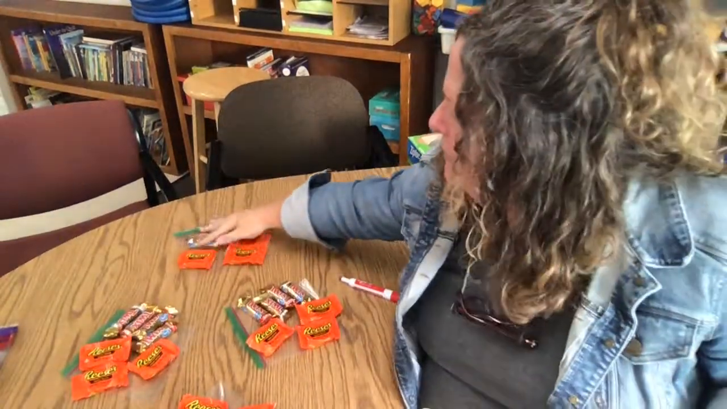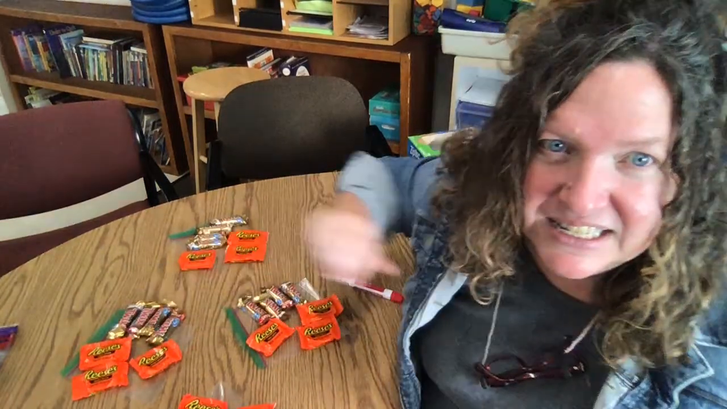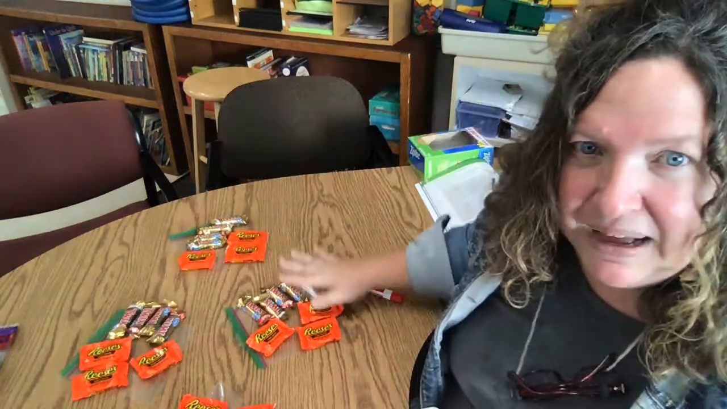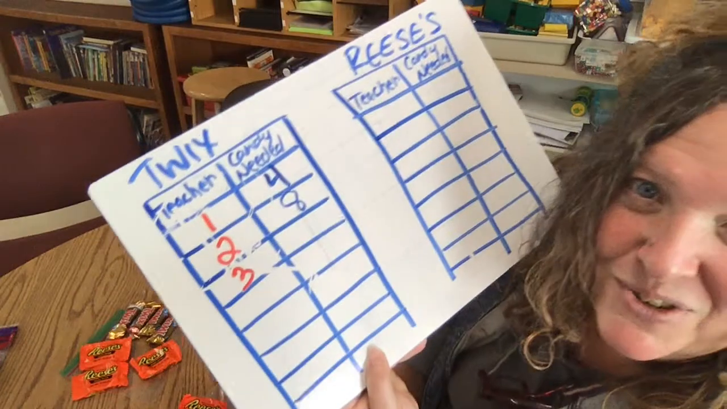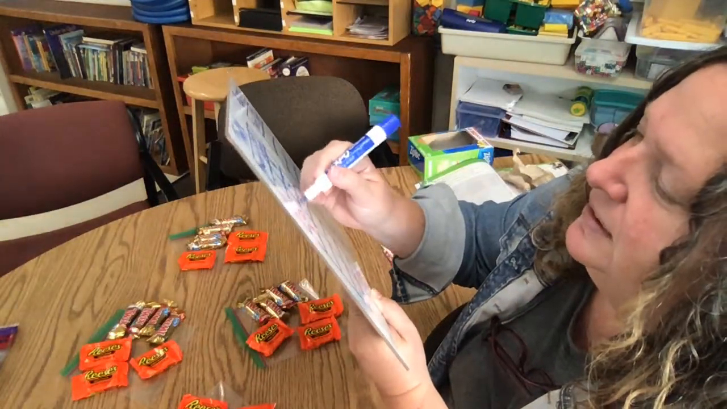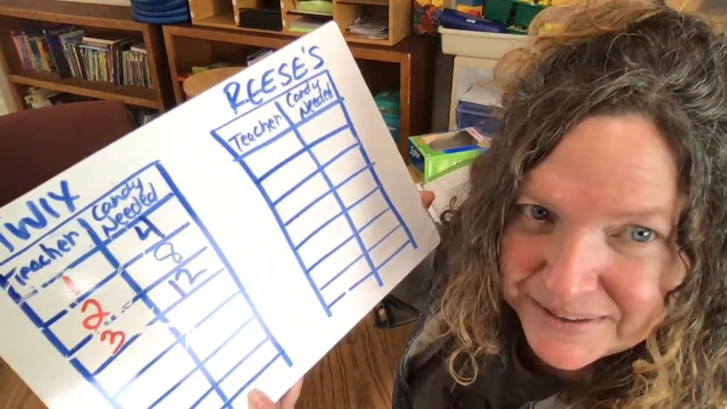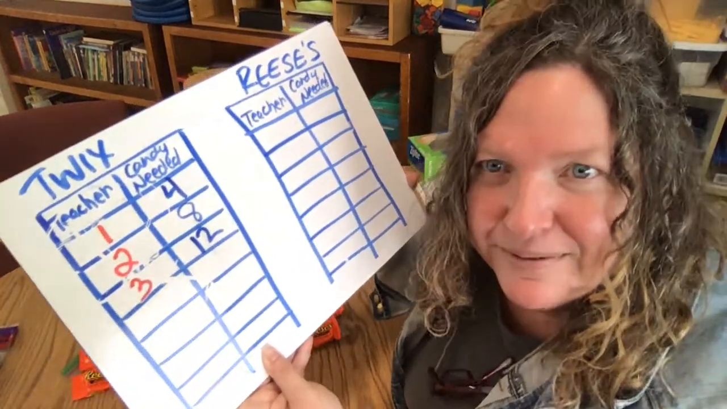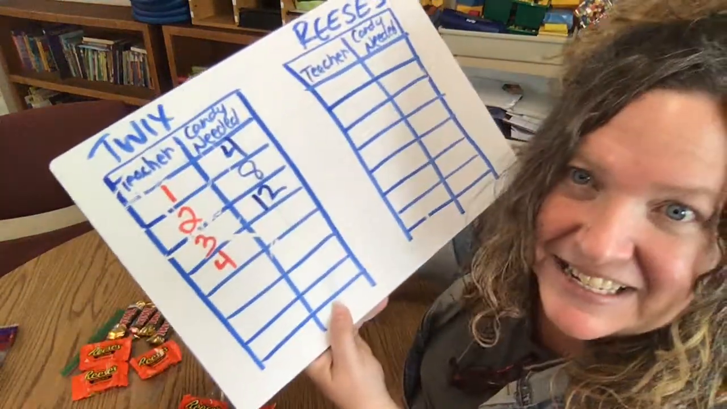Here's the Twix for 1 teacher. Here's the Twix for a second teacher. It's still 4 more, but now I need to give away 8. What about 3 teachers? How much candy do I need? How many Twix? 12. You're probably noticing that that number is going up and up and up by the same amount every time. So we know it's a rate table. It's going up and up and up by 4, 4 every time. If there's 4 teachers, I need 16 Twix.